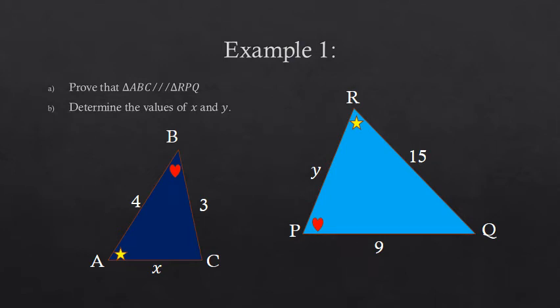Now we're going to first prove it. Can we prove it? Okay, so let's have a look. They say to you, prove that triangle ABC is similar to triangle RPQ. Okay, now the write-up is very, very important.